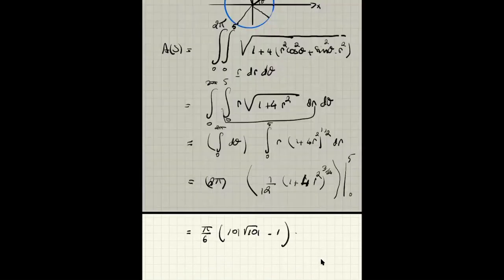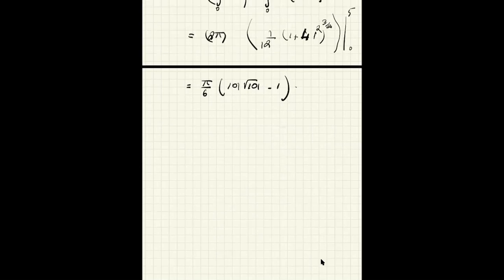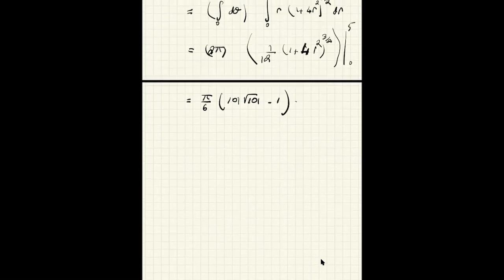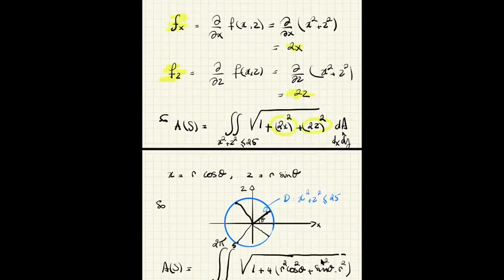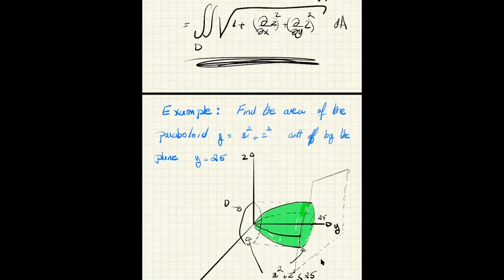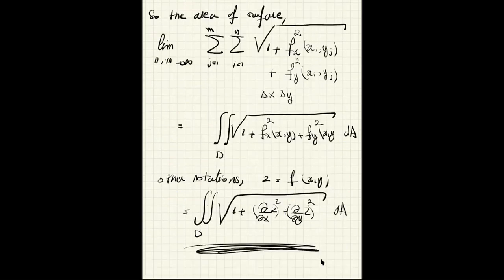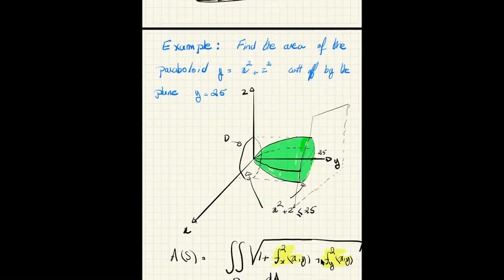Just make sure it doesn't give you something negative. It's a surface area when the function is positive, like here. It's y equal to. Okay, so that's basically the idea.